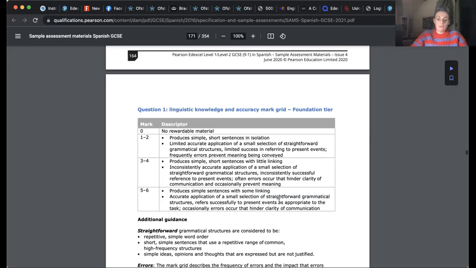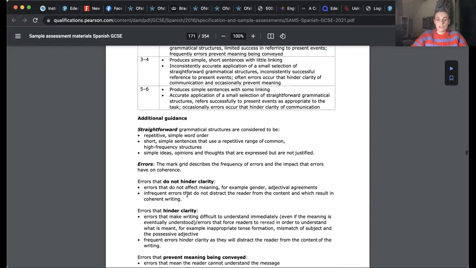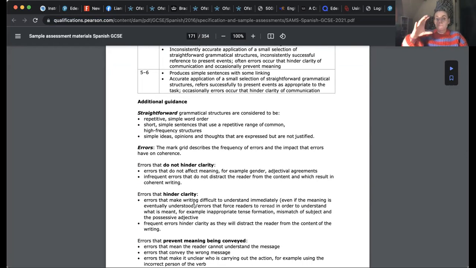A small selection of straightforward grammatical structures, refers successfully to present events, and there are occasional errors that hinder clarity of communication. The errors that hinder clarity of communication are ones that make writing difficult to understand immediately. So if I can decipher your writing, but it takes me a little while, I know what you want to say, that would be an error that would hinder clarity. You want to make sure that it's clear what you want to say to the examiner. So not writing complicated, convoluted, fluent phrases. It's writing good, simple phrases accurately.